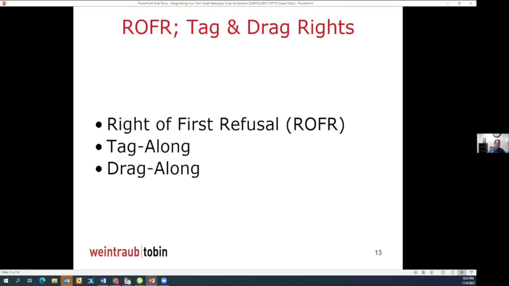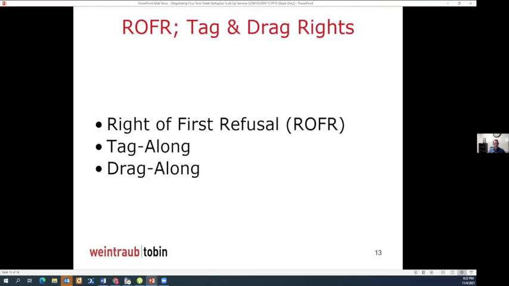That prevents people from fleeing the sinking ship, where the first one to pull the trigger gets out. Everybody can participate and maybe get some equity and get some money out of the deal.